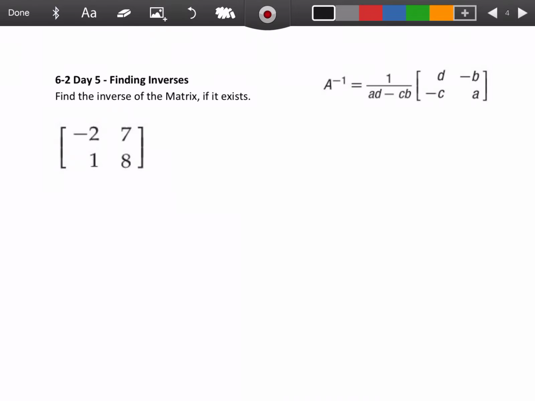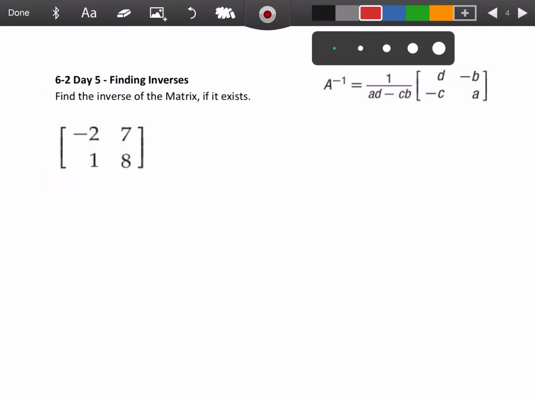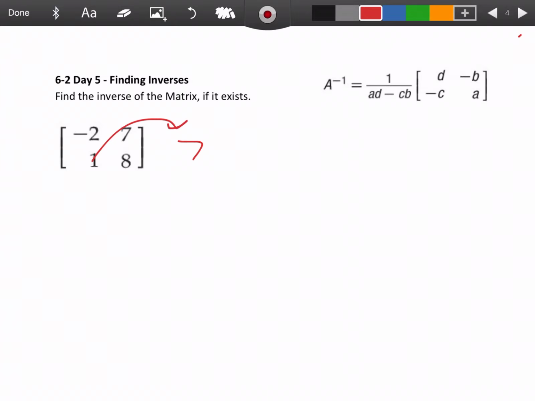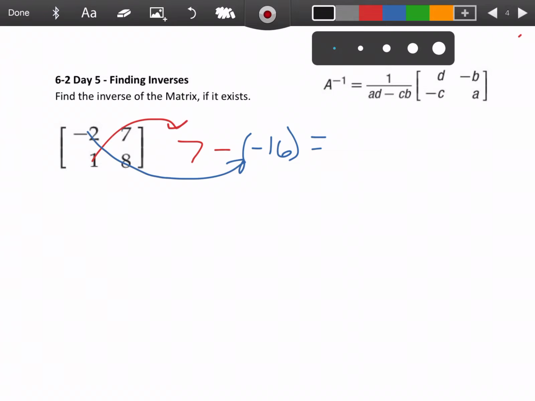So moving on to the last example here. We have negative 2, 7, 1, and 8. So we'll go 1 times 7 is 7 minus negative 2 times 8. That would be a negative 16. And then that, remember, change. So that would actually be a 23.